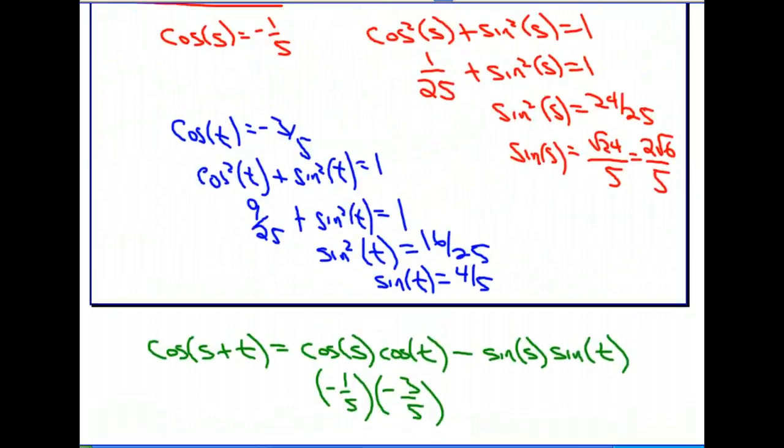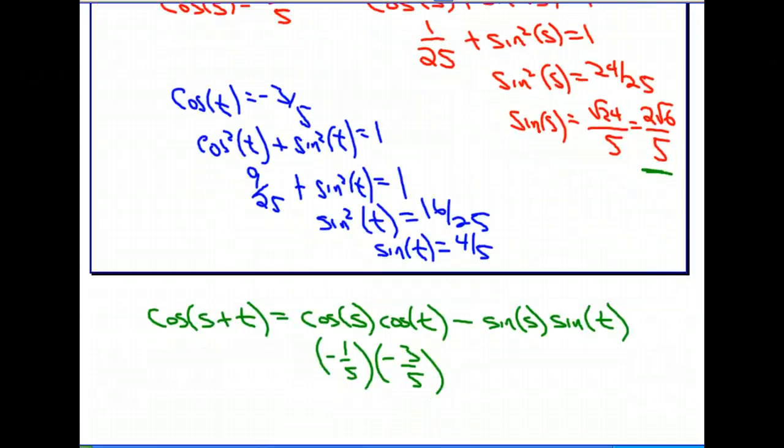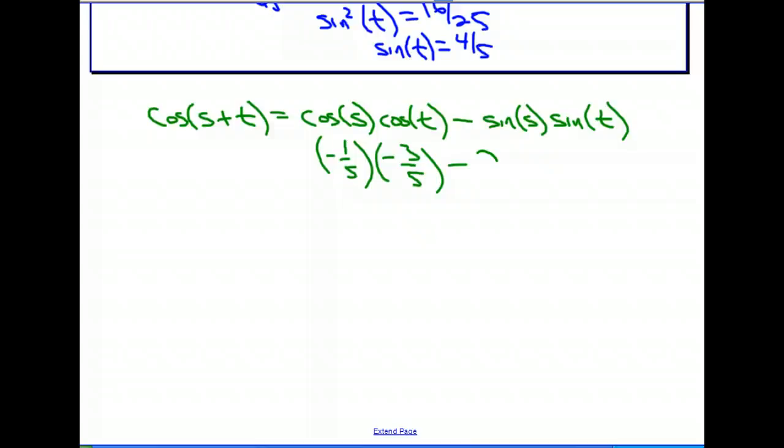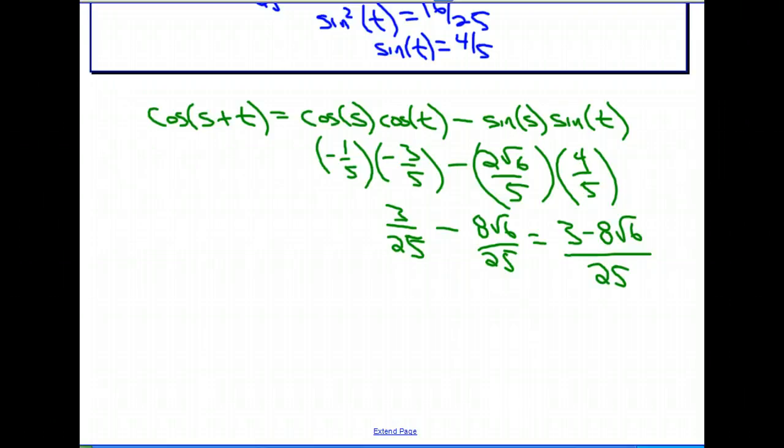The two sines we had to calculate. Sine of s was 2√6/5. What a mess. And then we have a 4/5. Okay, fractions, multiply the tops. Looks like a 3/25. Then the same on the second fraction, multiply the top. I get 8√6/25. Now I can subtract, and I get 3 minus 8 square root of 6, the whole thing over 25.